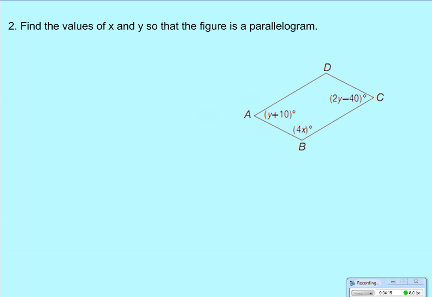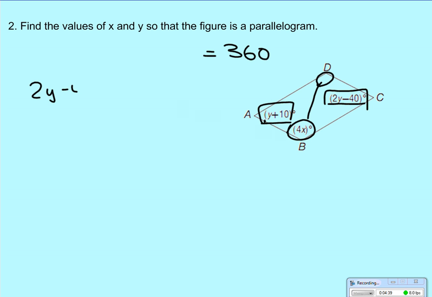So figure out these guys. Well, y plus 10 equals 2y minus 40. 4x is going to be equal to 4x up here, but that doesn't really help me. What will help me is the fact that all the angles together have to add up to 360. So what I will do is figure out what y is, and once I do that, I can figure out how big those angles are, and then I can work from there.